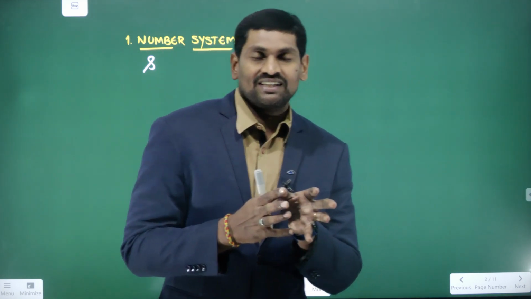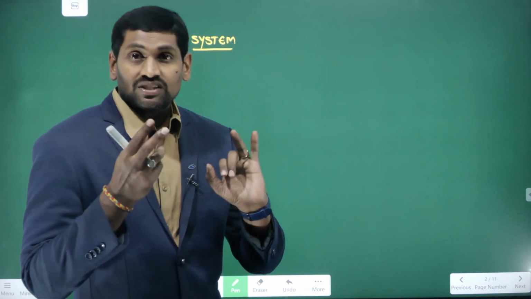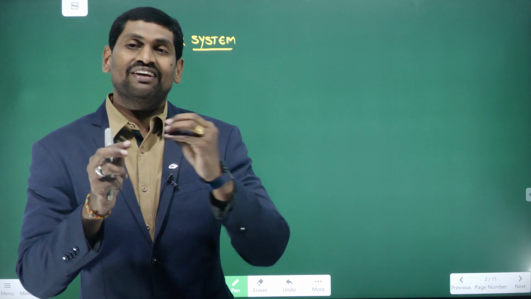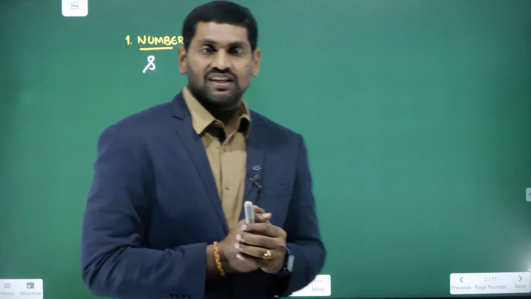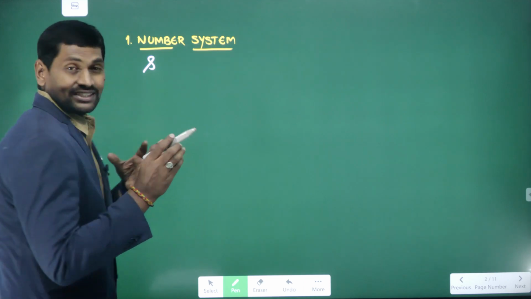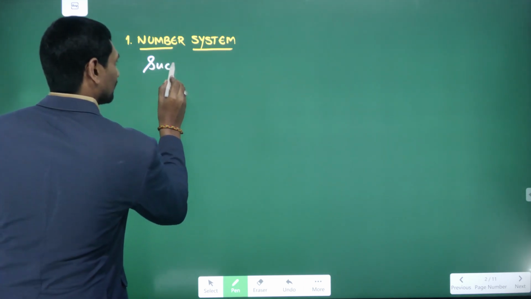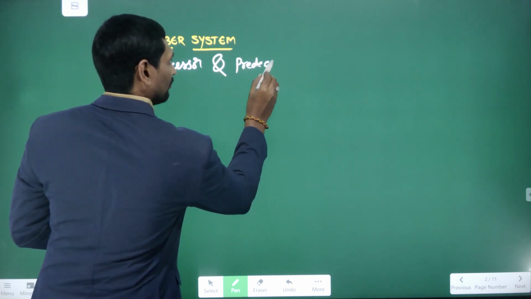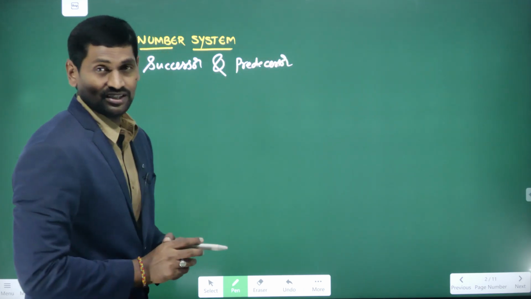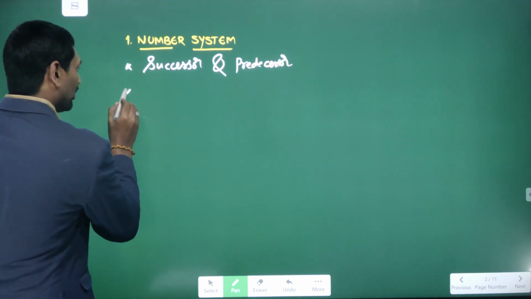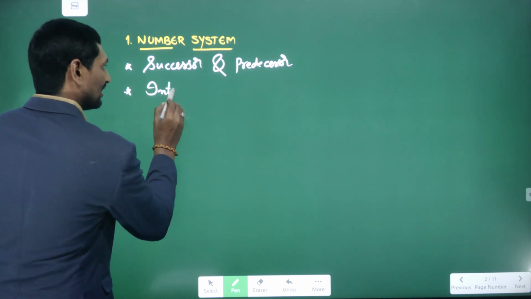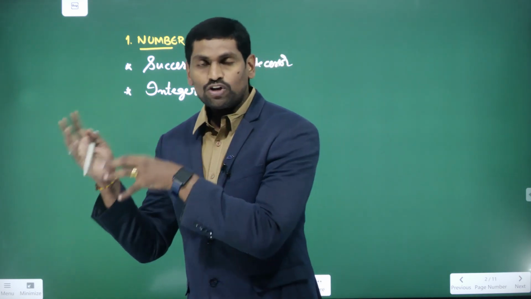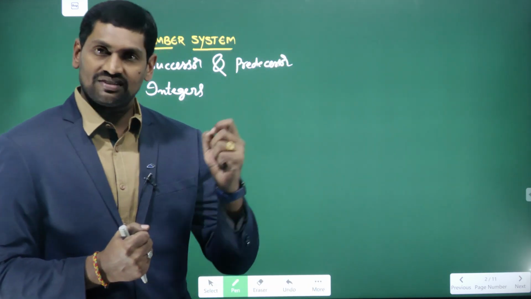So mainly in 6th class we are focusing on natural numbers, whole numbers, integers, and rational numbers, and fractional numbers were given as a separate topic. Okay. And we are going to discuss successor and predecessor. Okay. Next, we are going to discuss integers, one of the sets of numbers, which contains positive and negative numbers, including 0.